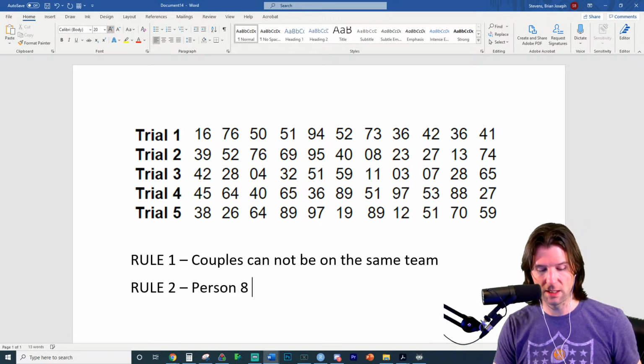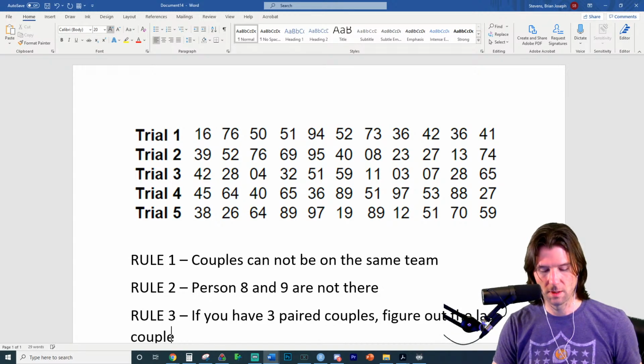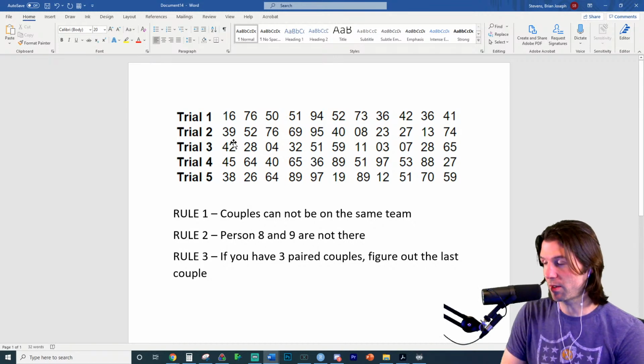Rule 2, person 8 and 9 are not there. Rule 3, if you have 3 couples paired, deduce the last, or figure out the last. That's a confusing rule. If you already have 3 of the 4 couples, you have to figure out the last one.